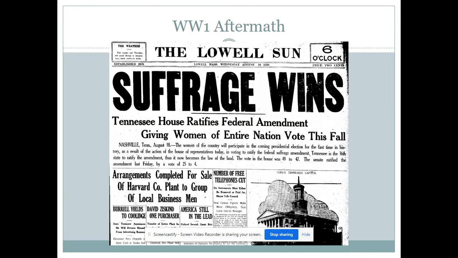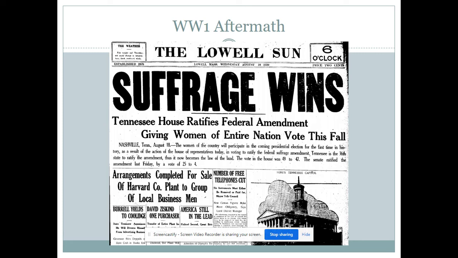Now, another big change because of World War One was suffrage. By 1920, we actually see the 19th Amendment get passed and women's right to vote not being a state by state issue anymore, but now across the entire country. A lot of this had to do with the role women played in the war, maybe not so much on the battlefields, but they're stepping in and keeping American industry alive.